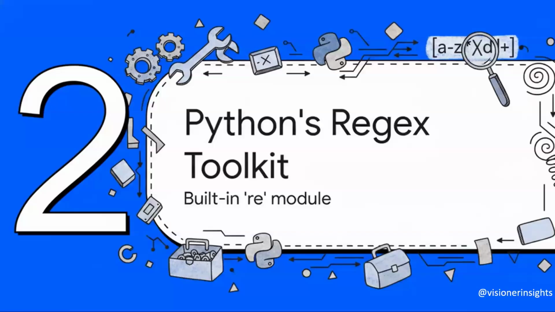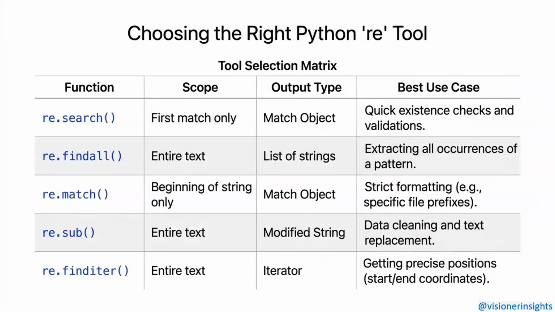Section 2, Python's Regex toolkit. Python actually gives us several distinct functions within that re module, and honestly, picking the right one is step number 1. If you just need a quick existence check, re.search grabs the very first match it sees. But if you want to extract every single occurrence of a pattern and put it into a neat list, you're going to reach for re.findall. Need strict formatting? Go with re.match. And if you want to clean up your data, re.sub is absolutely your go-to for swapping text out.